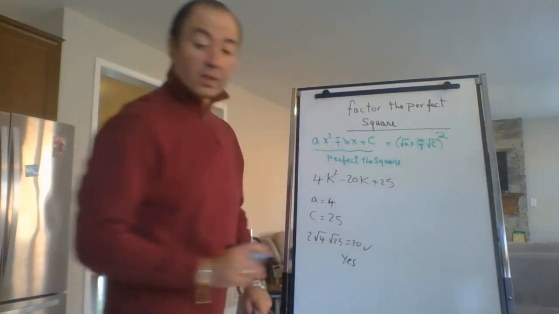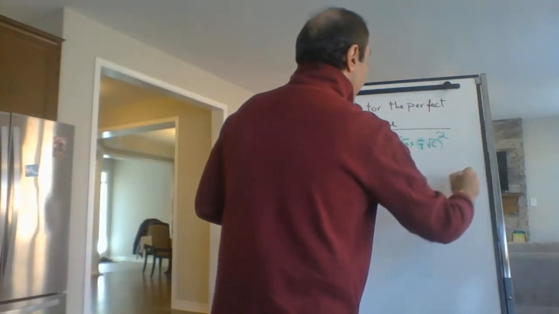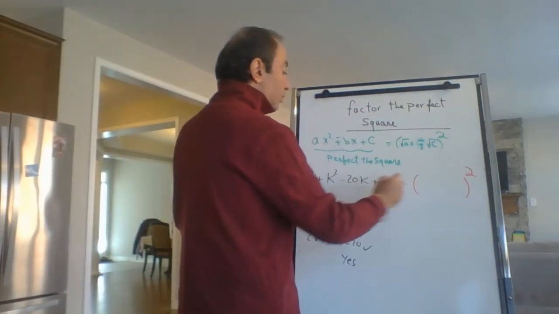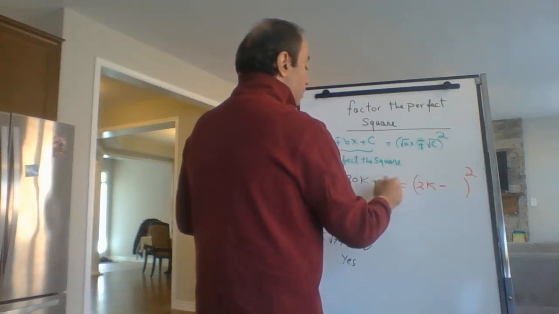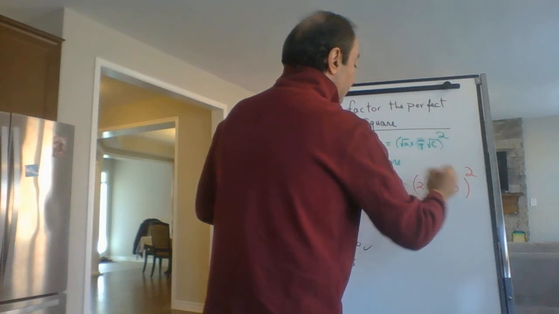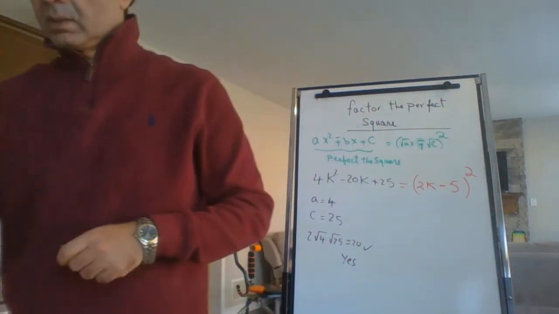So how do we factor this? We open one bracket and we put a square here, square root of the first, so 2k, sign of the middle, minus square root of the third, which is 5. Okay.